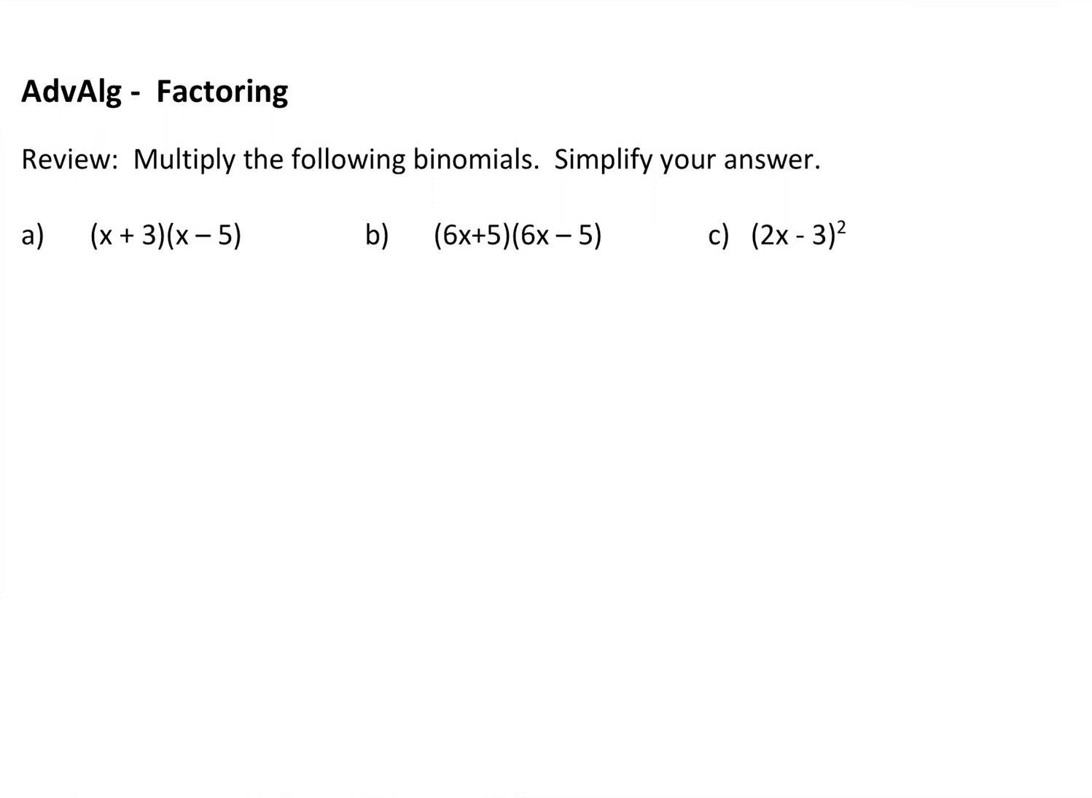One is we use this acronym FOIL. It's just an acronym, so it means something. What we're really doing here is distributing through. We're distributing the x to both of these, and we're distributing the 3 to both of these. So first, meaning the first terms in each one, the x times x, in this case, would give us an x squared.